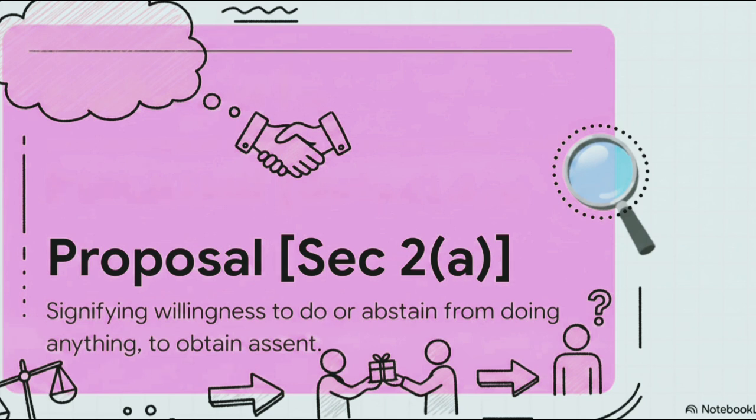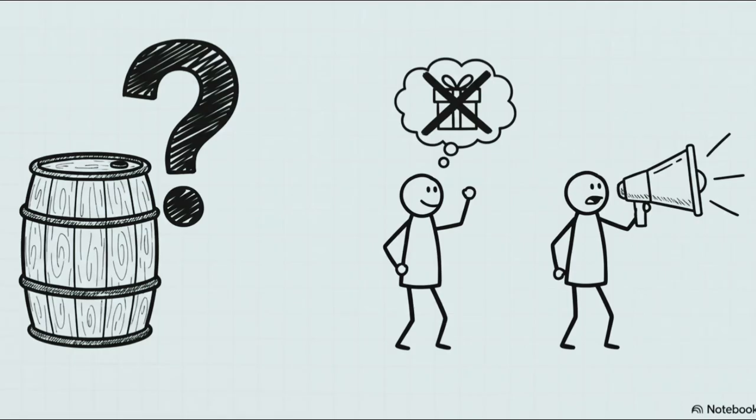Basically, you're putting out a signal. You're saying you're willing to do something just to see if the other person agrees to your exact terms. But there are strict legal rules to make an offer actually valid. The crucial point here is that an offer cannot be vague. It has to be certain and definite.